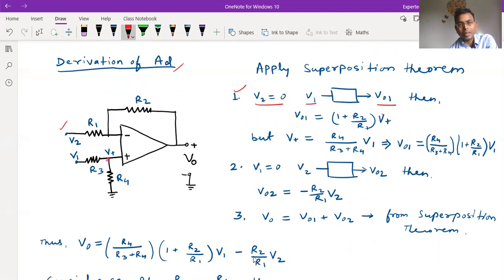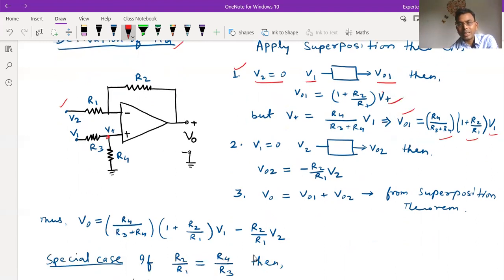So V plus we can find in terms of V1 from the voltage division rule. V plus is nothing but R4 divided by R3 plus R4 into V1. Putting this back into this equation, we can get VO1 is equal to R4 by R3 plus R4 multiplied by 1 plus R2 by R1 into V1.